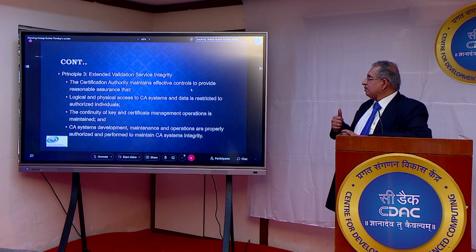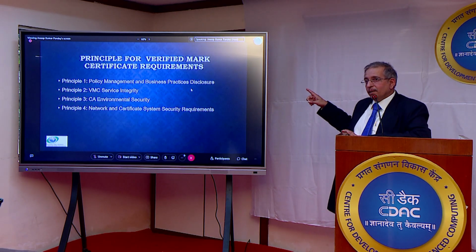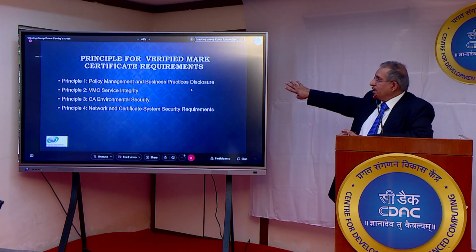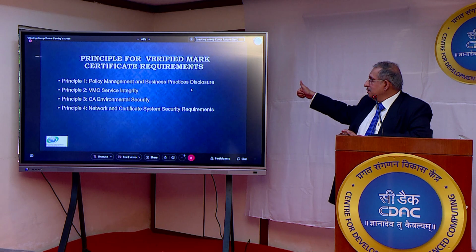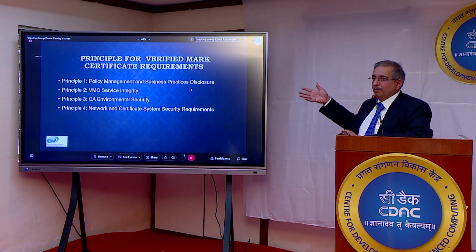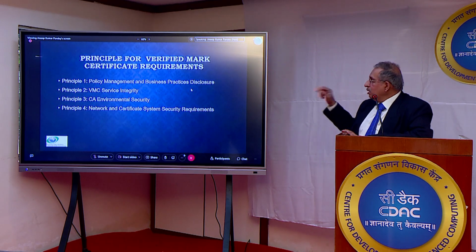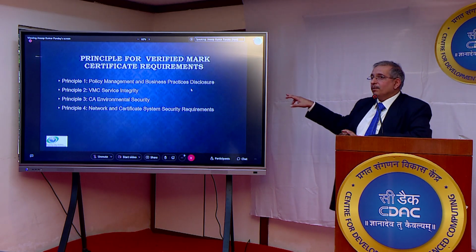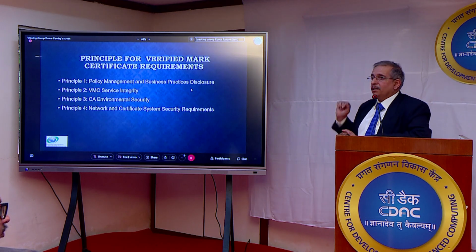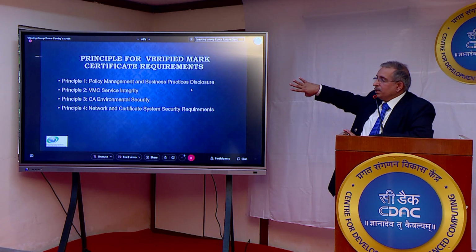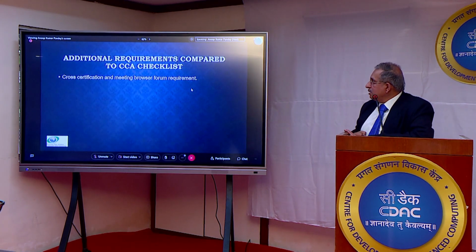Go to the next one. When you come to verified mark certificates, there are 4 principles they are talking about. Again, the first 3 are almost similar. It's basically business practice, the CPS and the CP again. Service integrity, environmental control. Third one, they talk about the network certification, the network criteria for certificate requirement. So these are the 4 principles. They have a little bit of difference. Go to the next one, please.